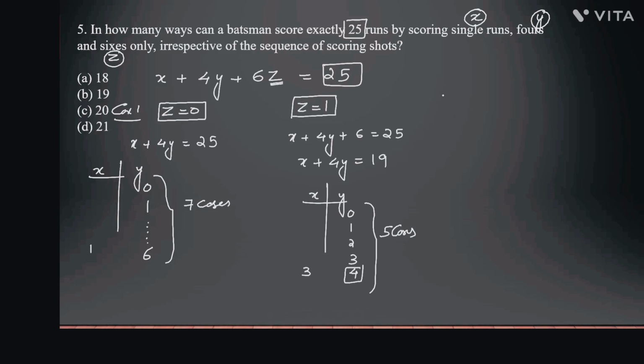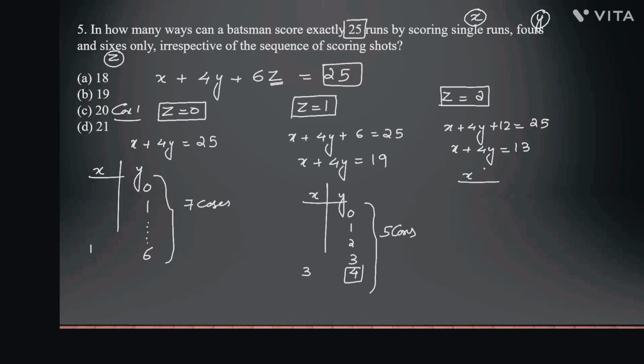Now I'm going to take the next scenario when Z is equal to 2. Same process I'm repeating. I'm forming again the same equation, that is X plus 4Y plus 12 is equal to 25. Because Z is 2, so 6 2s are 12 here. Simplifying it further, X plus 4Y is equal to 25 minus 12, you're getting 13.